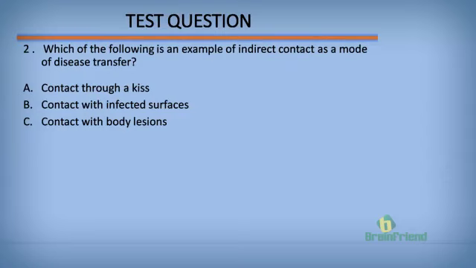Another question, which of the following is an example of indirect contact as a mode of disease transfer? A, contact through a kiss. B, contact with infected surfaces. C, contact with body lesions. The correct answer is B. We say that A and C are not correct because they are examples of direct contact, but B is an example of what? Indirect contact of communicable diseases.